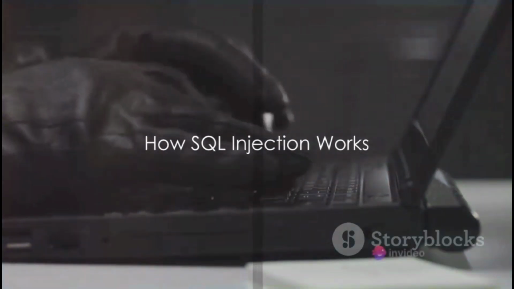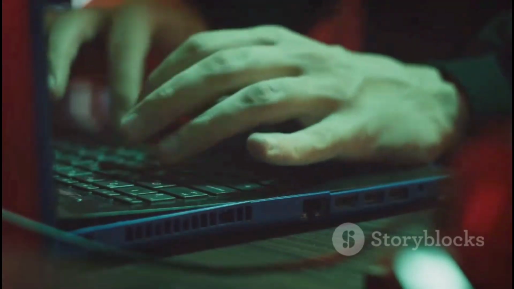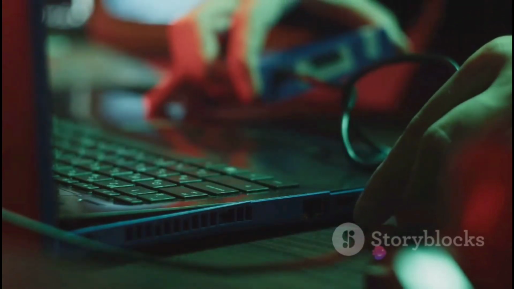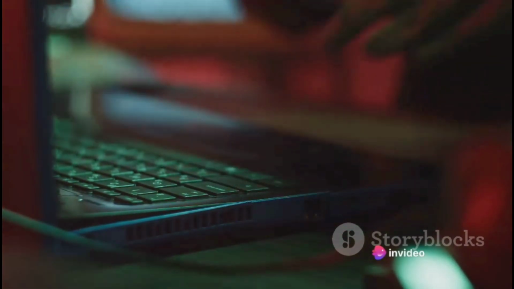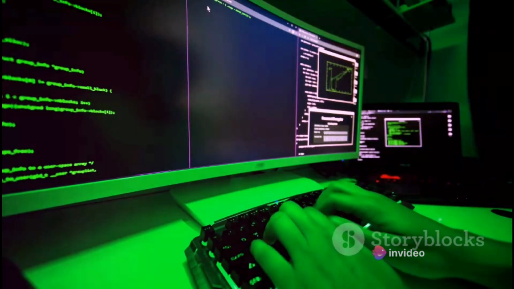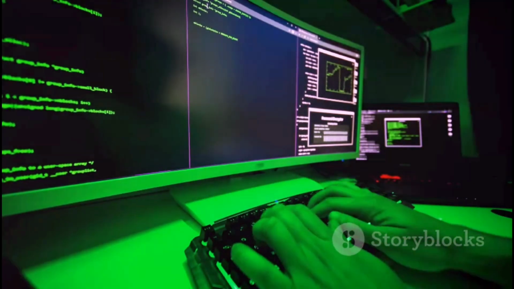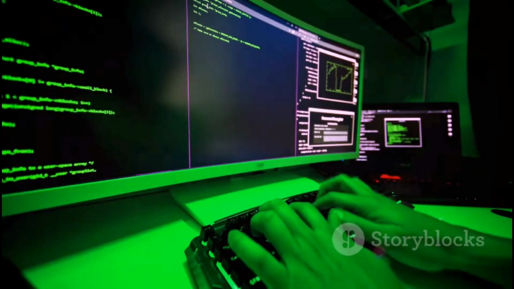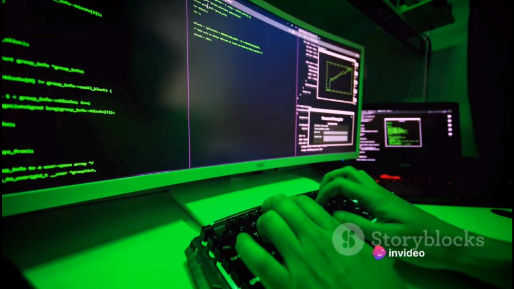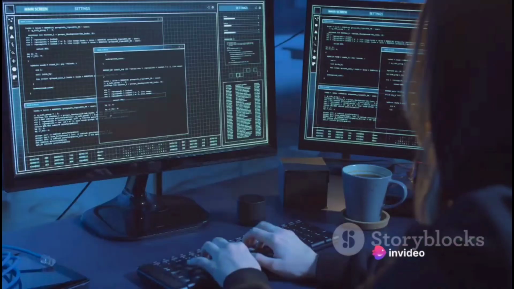Now, you might ask, how does SQL injection work? Well, the process begins when a cyber attacker spots a vulnerable input field within a web application. This could be any text box or entry field that interacts with the database, such as a login or a search bar. Next, the attacker will attempt to manipulate the SQL queries that the application sends to its database. They do this by inputting malicious SQL code into the vulnerable field. This could be something as simple as a single quote or as complex as an entire command.